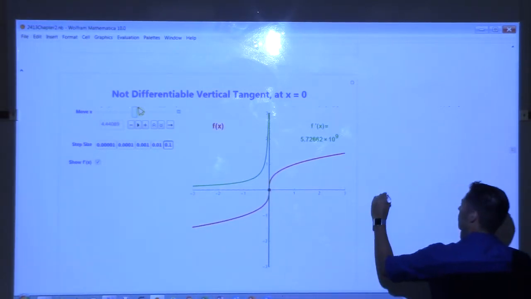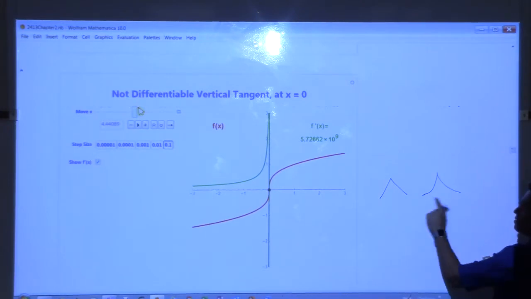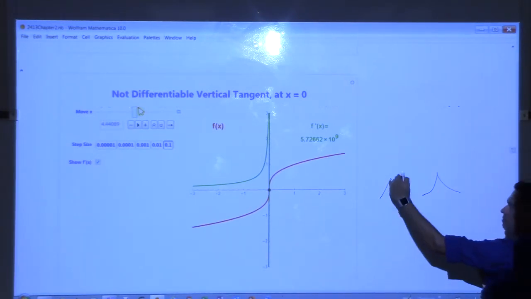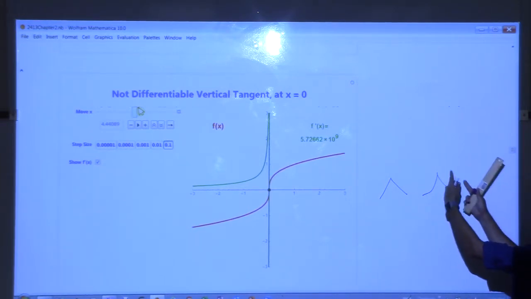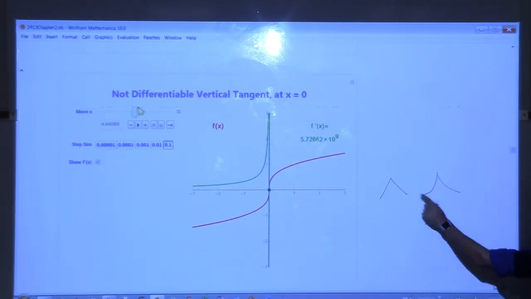So corners or cusps. This is a cusp. Corner is like a sharp V. Cusp is more like 2 U's coming together. Cusp, corner.